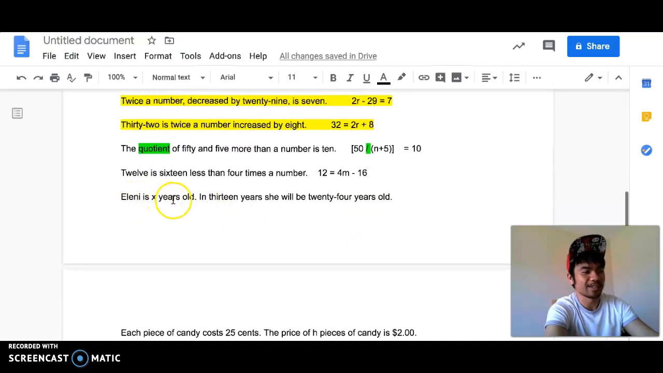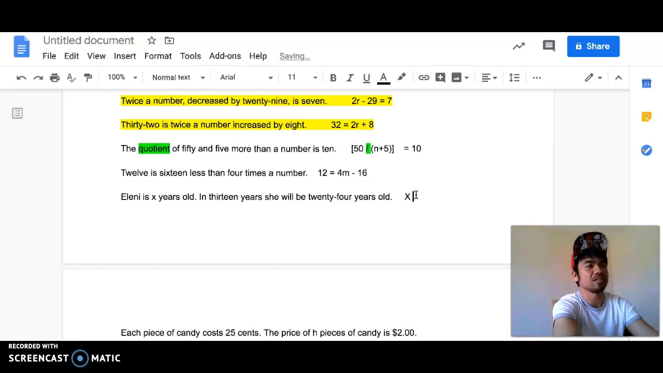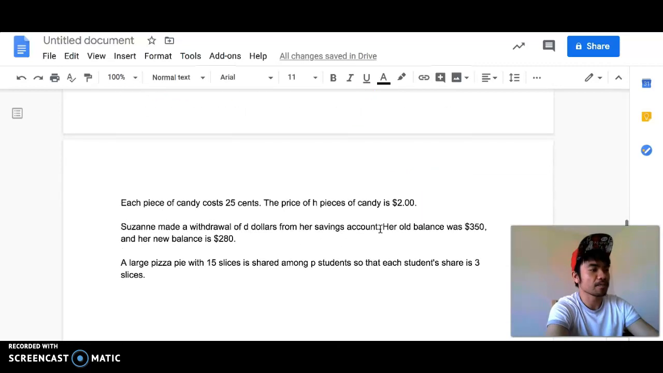Eleni is X years old. In 13 years, she will be 24 years old. So how do we write this as an equation? So Eleni is X. In 13 years, she will be 24 years old. So we need to add, isn't it? Because again, 13 years from now, you're adding 13 years equals 24. Okay? So let's look at it.